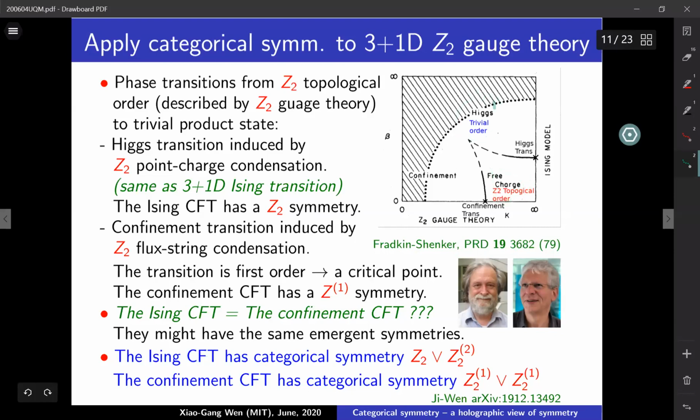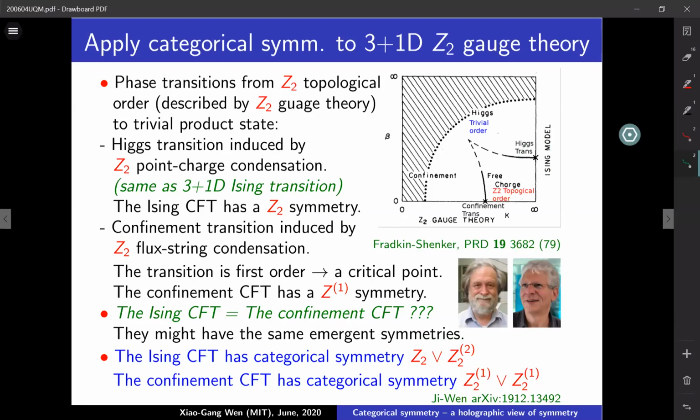We can reach the trivial phase via the Higgs condensation or via confinement. The point here is that this Higgs condensation is a continuous transition, so this is a critical point. And this critical point is the same as this Z2 symmetry breaking. So it has this kind of categorical symmetry. This critical point has the Z2 times Z2-2 categorical symmetry.